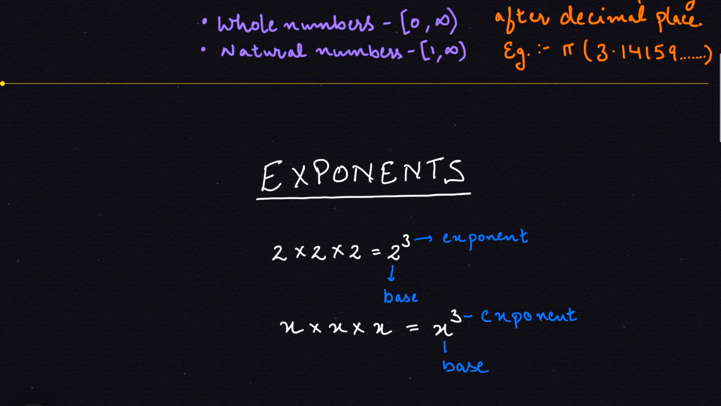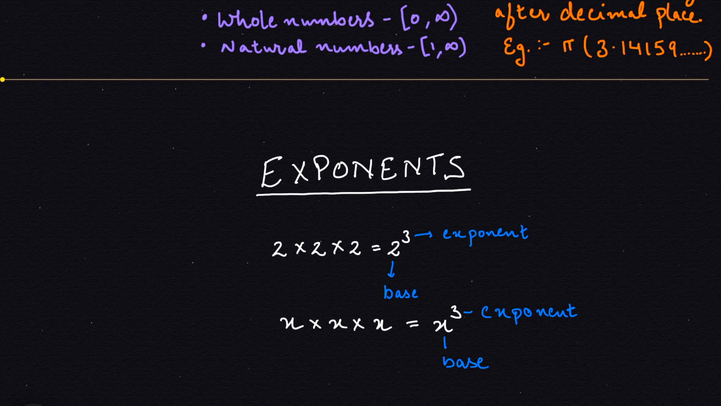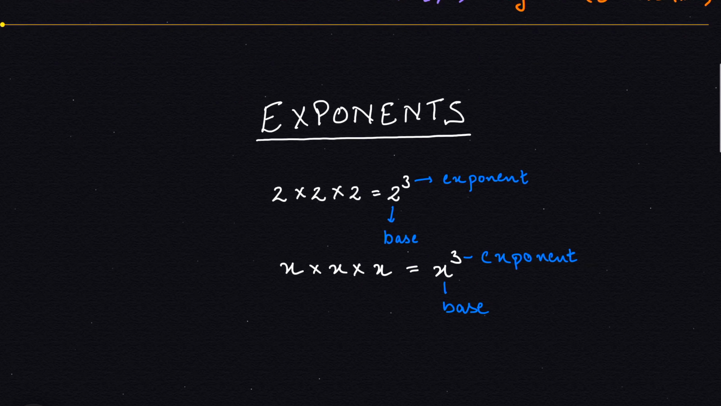Now let's come to our next topic, which is exponents. To explain exponents, let us use an example. If I say I'm multiplying 2 three times, 2 into 2 into 2, how can I write it in the form of an exponent? I can say this is 2 raised to the power 3, where 2 is the base and 3 is the exponent. Similarly, if I want to take a variable, I can say x into x into x. It can be written as x cube, where x is the base and 3 is the exponent.